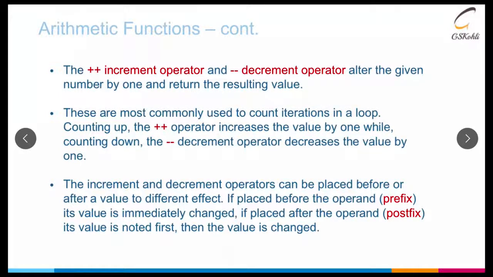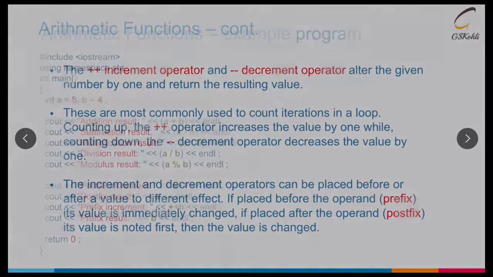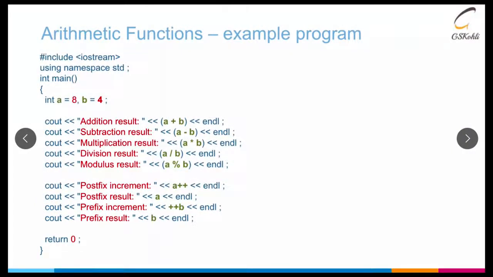So the increment looks at increasing the loop or the variable or the value itself by 1, and decrement, represented with a double minus, decreases the value by 1, and they're called postfix and prefix. Those are the technical words for it. Let's have a look at the next slide, which is the program.